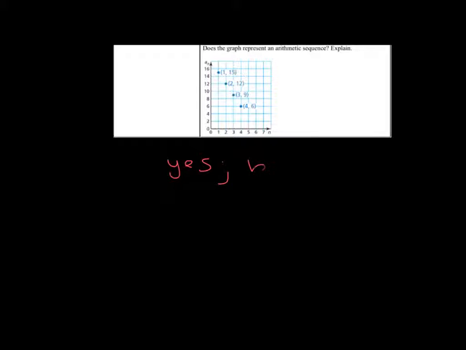We could say because it's linear, or we could be more specific and look for the difference in your y values. This is decreasing by 3 every single time. 15 to 12 is minus 3. 12 to 9 is minus 3. 9 to 6 is minus 3. So the common difference is equal to negative 3, which makes it arithmetic.